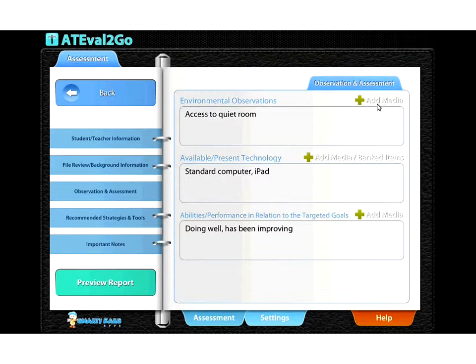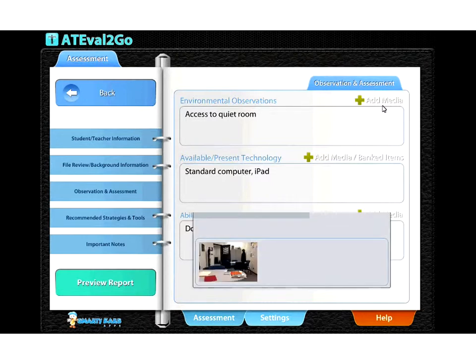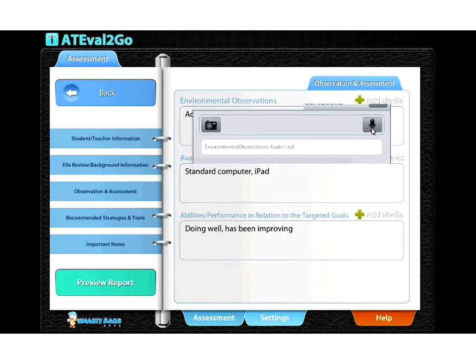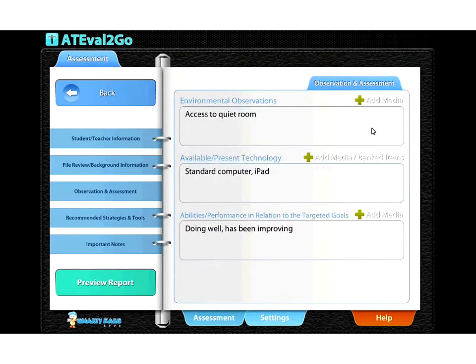And if we look to the right of this, there's a button that says Add Media. With Add Media, this is where we can bring in some pictures. So you see there I took a picture of my office, so that would be the environment that this student could be in. There's also an option here for recording. So we could tap on this and dictate something into the environmental observations, and that's going to save within our report.